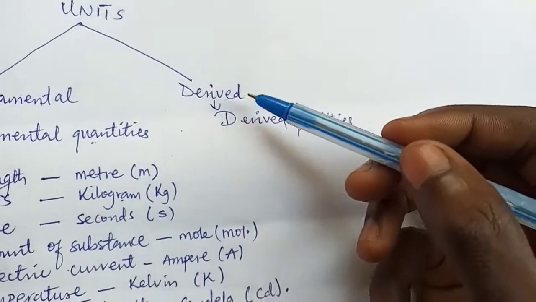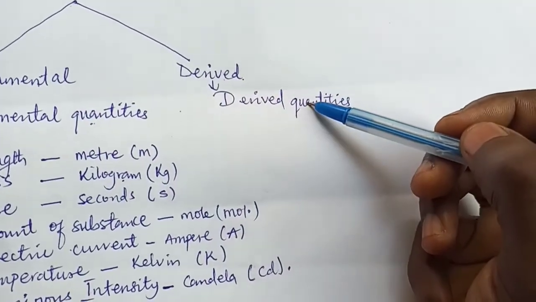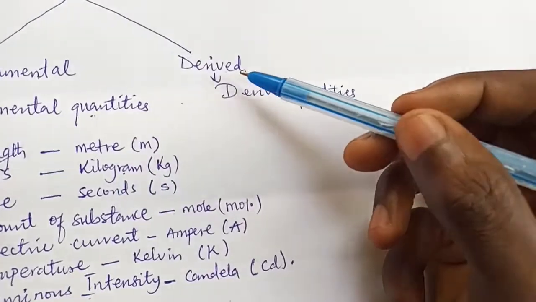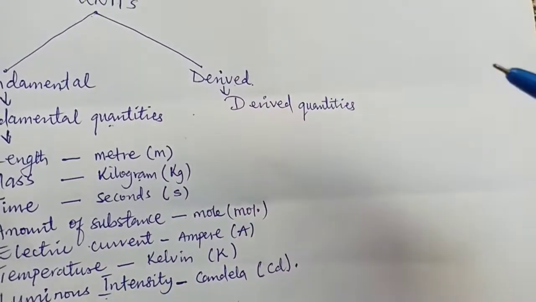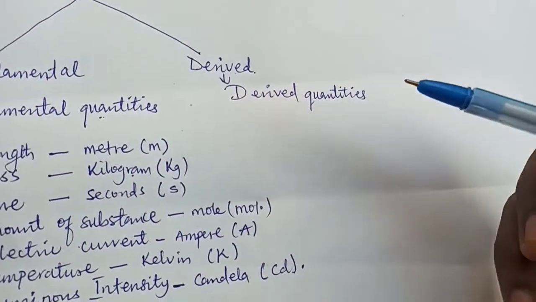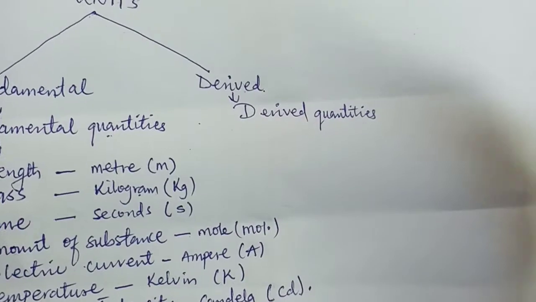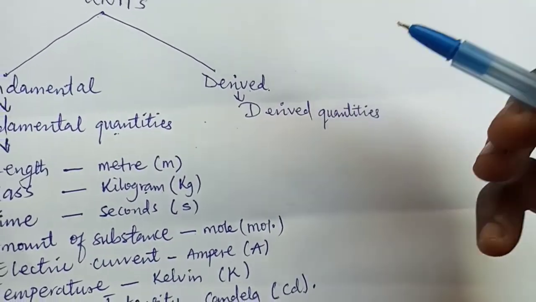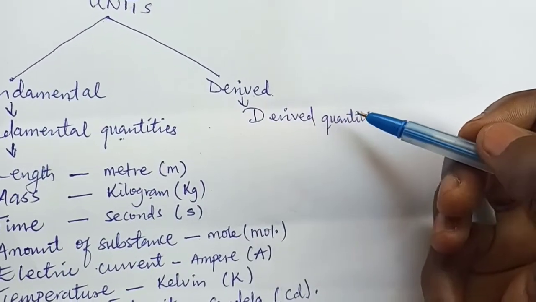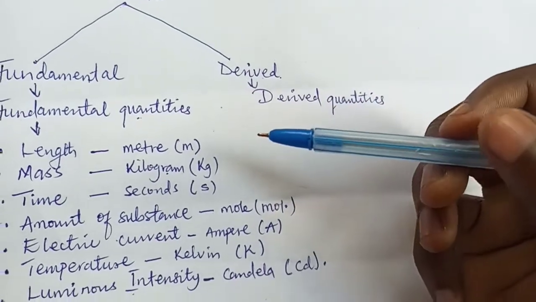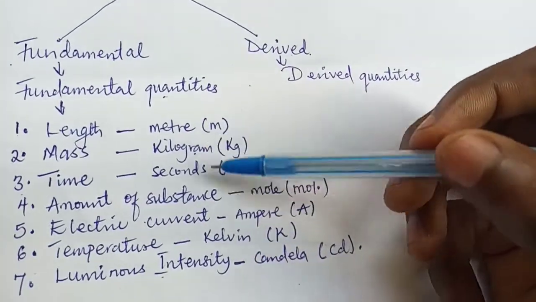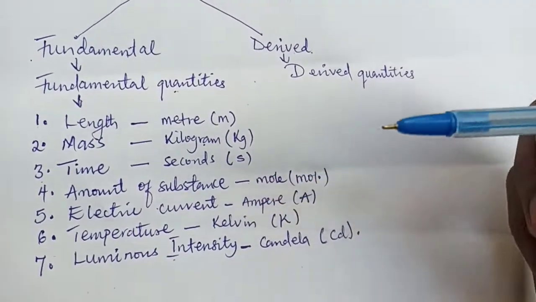Let's look at derived quantities. Since we say derived units, they are units associated with derived quantities. So from the word derive, you should have grasped the meaning of derived quantities. They are quantities that are derived from other quantities. So derived quantities are dependent quantities. They are obtained by simple combination of 2 or more of these fundamental quantities.